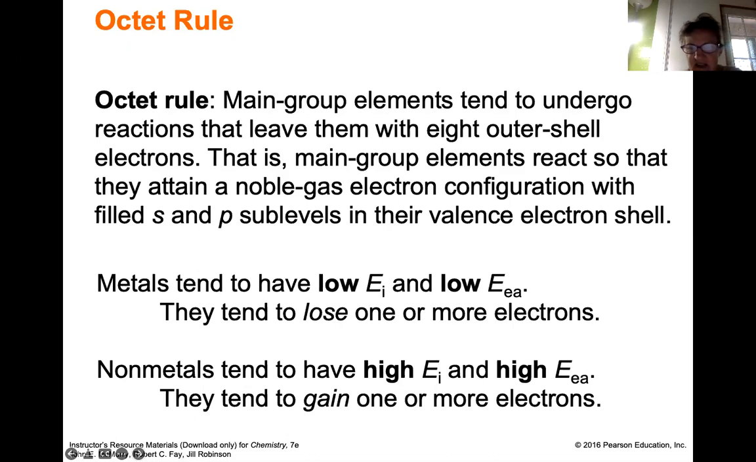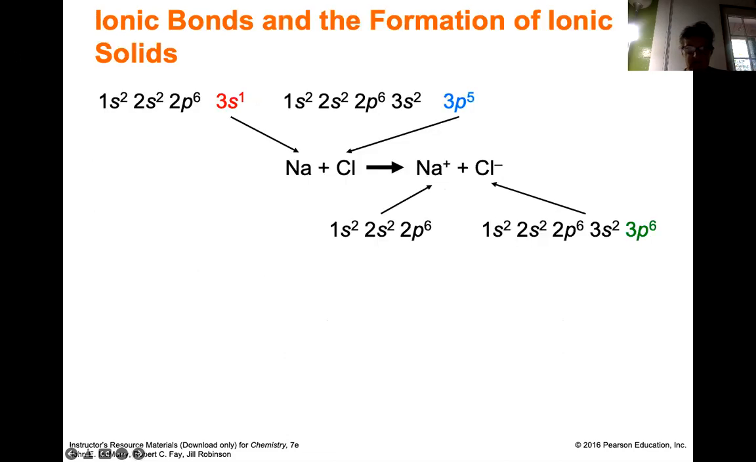Metals tend to have low ionization energies and low electron affinities. They tend to lose 1 or more electrons, whereas non-metals tend to have high ionization energies, so it's hard to pull an electron off, but high electron affinities, which means it's easy to stick an electron on. So they tend to gain 1 or more electrons.